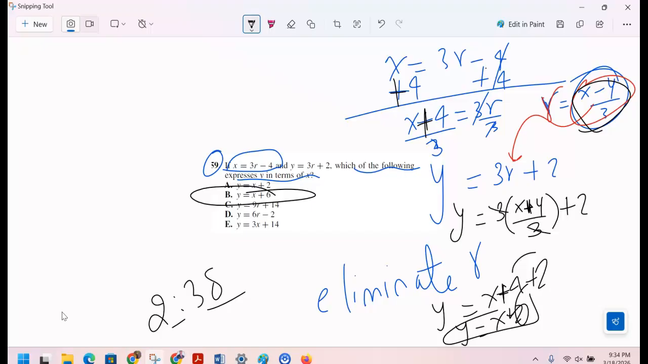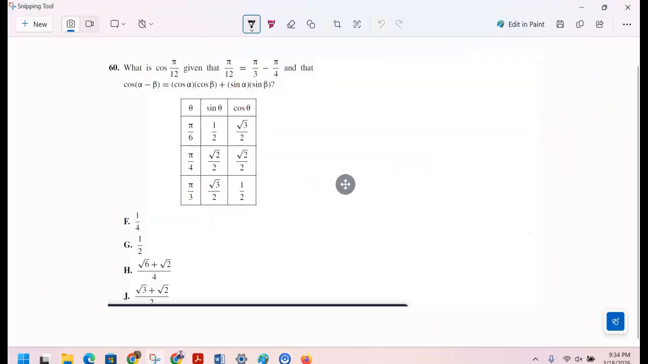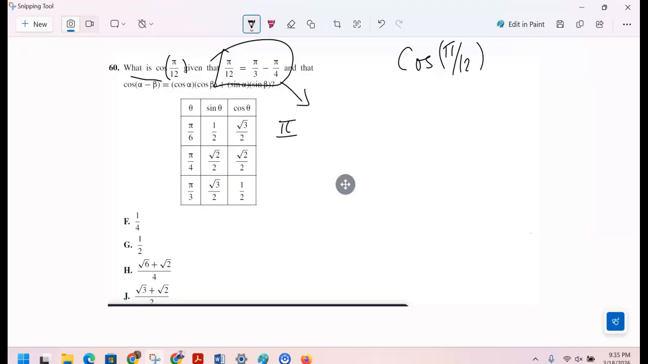The last question. Now they give us this. The question is, what is cosine of pi by 12? Instead of pi by 12, is this really right? Yes, you can see pi by 12. Why is it equal to pi by 3 minus pi by 4? Because we can write this pi as 4 pi minus 3 pi, divided by 12.